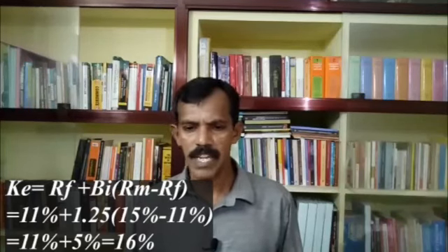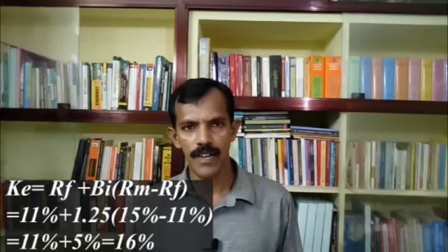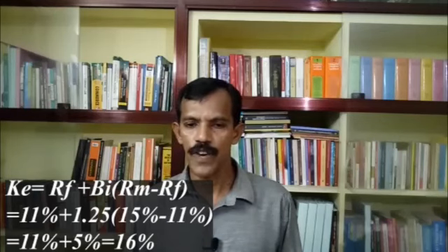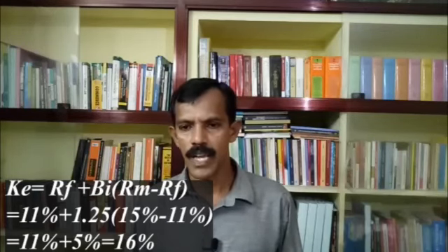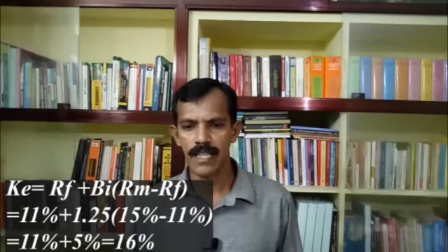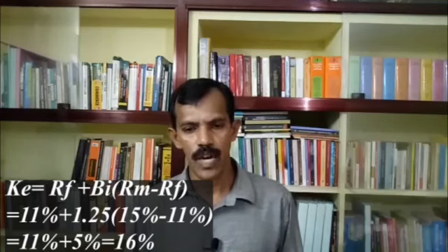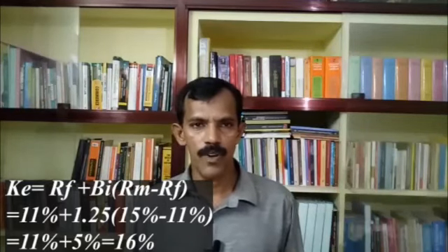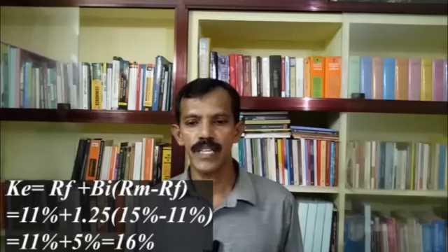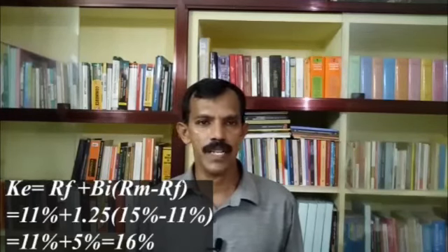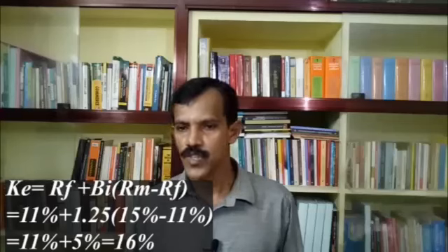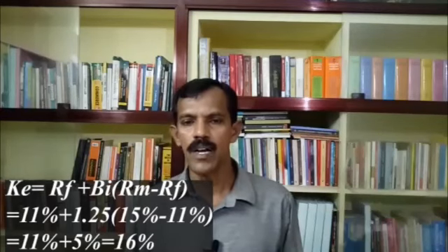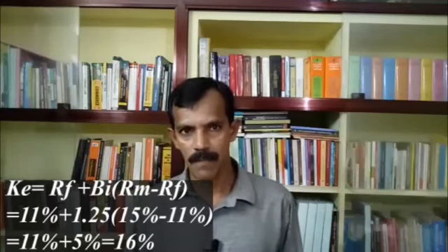Then our beta factor is given 1.25, our risk factor 1.25. Then RM is already given in our question, average market return. Average market return in our case is 15%, so RM is equal to 15%, and RF we already have, 11%. So KE is equal to 11% plus 1.25 into 15% minus 11%, that is equal to 11% plus 5%, that is equal to 16%. That is our cost of equity capital under CAPM.